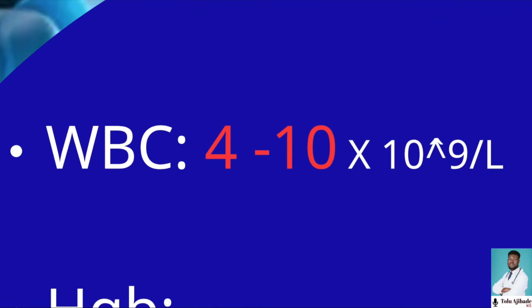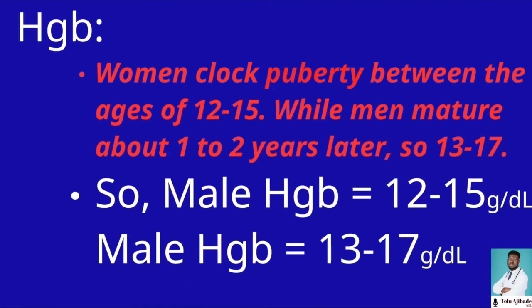Moving on to the next one, which is hemoglobin. This one, I believe, is a universal way of remembering these values. There's a different value for males and a different value for females. Females reach puberty between the ages of 12 and 15, while males mature a little later, about 1 to 2 years later. So 12 to 15 plus 1 to 2 years will be around 13 to 17. That is the same way it works for the value.